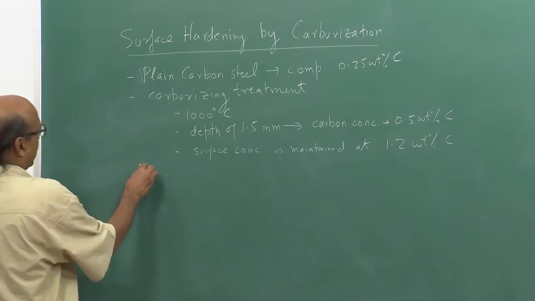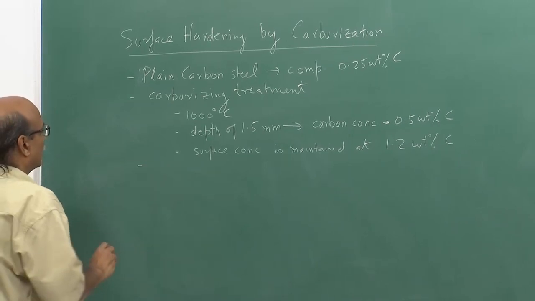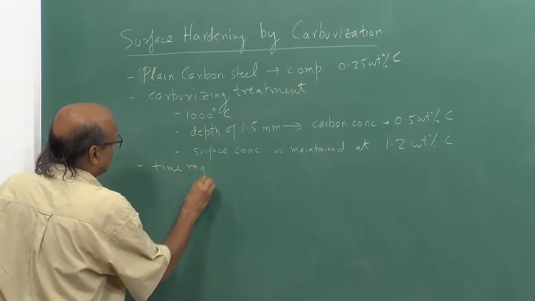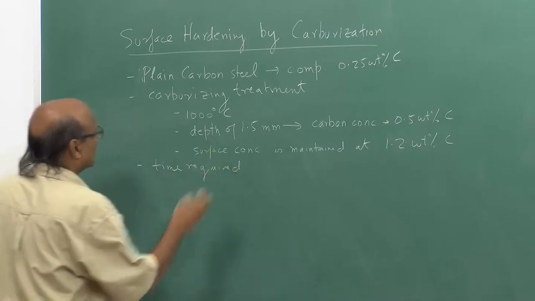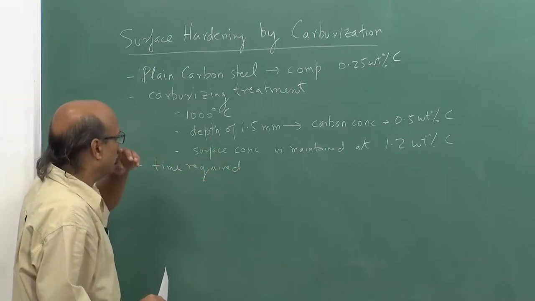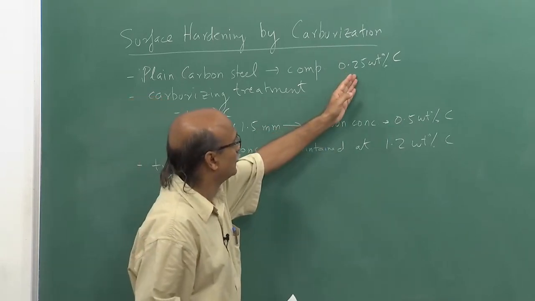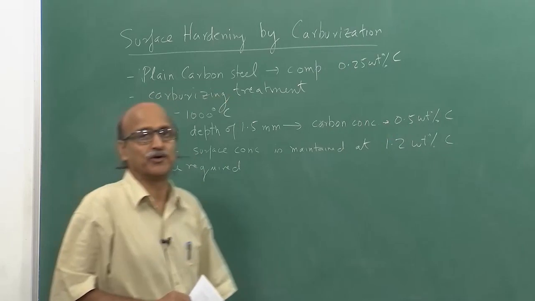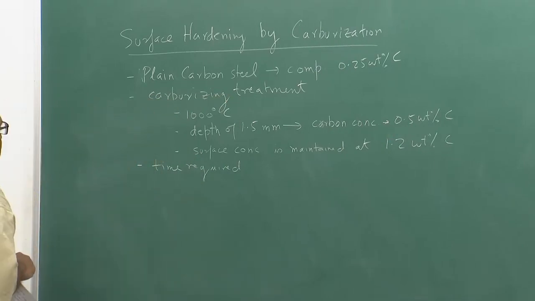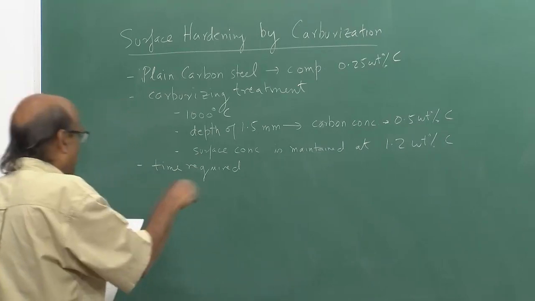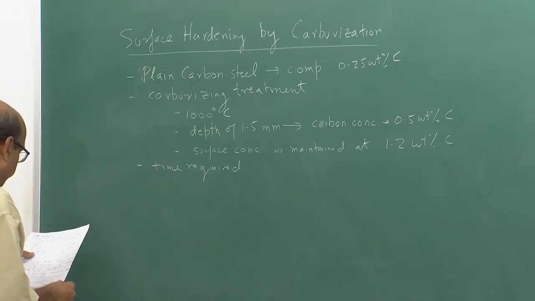And what do we want to find out? Well, we want to find out the time required for this treatment. That is the time required to increase the carbon content at a depth of 1.5 millimeters from 0.25 weight percent to 0.5 weight percent. So, this is a simple diffusion problem of carbon atoms diffusing into the steel.